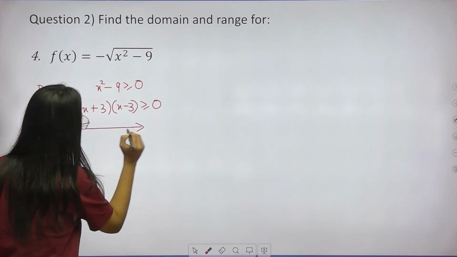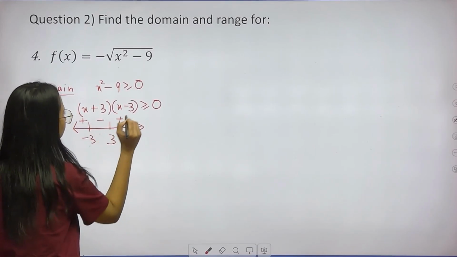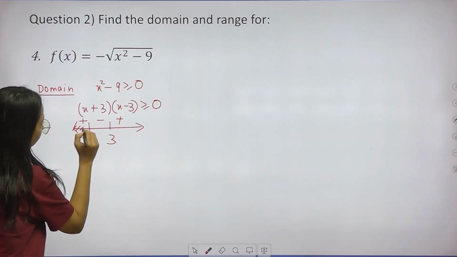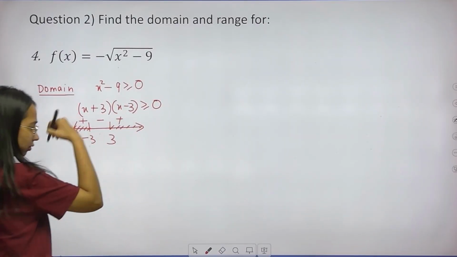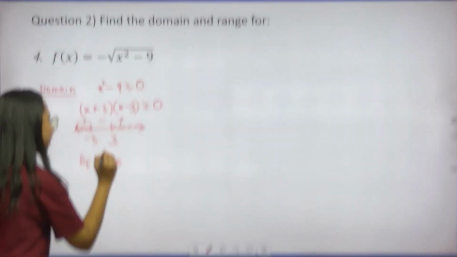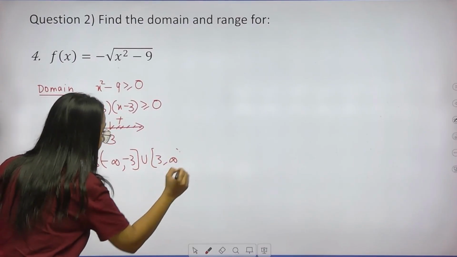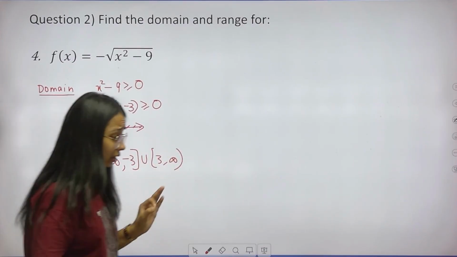We'll make a number line. Minus 3 and 3 are two critical points. We'll get positive, negative and positive. We'll take this portion and this portion. We have already done this question previously. So domain becomes minus infinity to minus 3 union 3 to infinity. Now clearly look at the range.